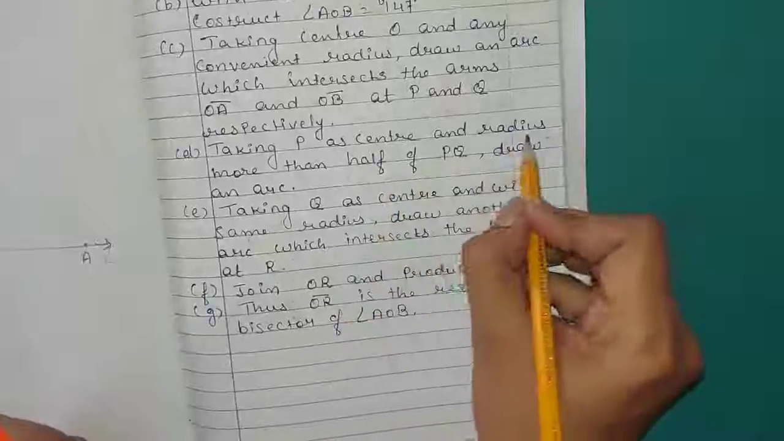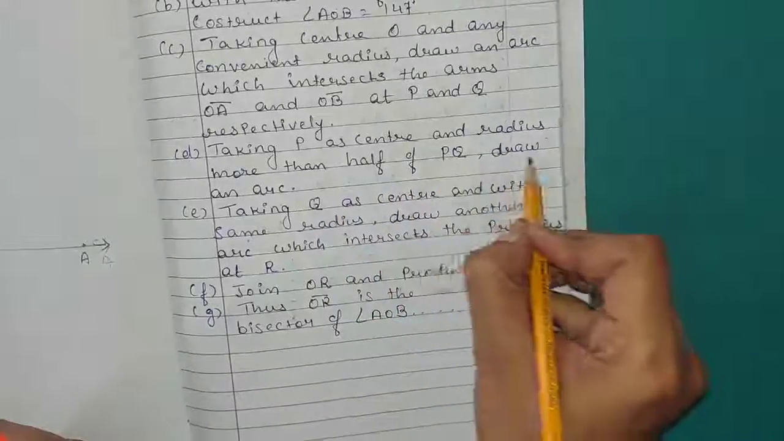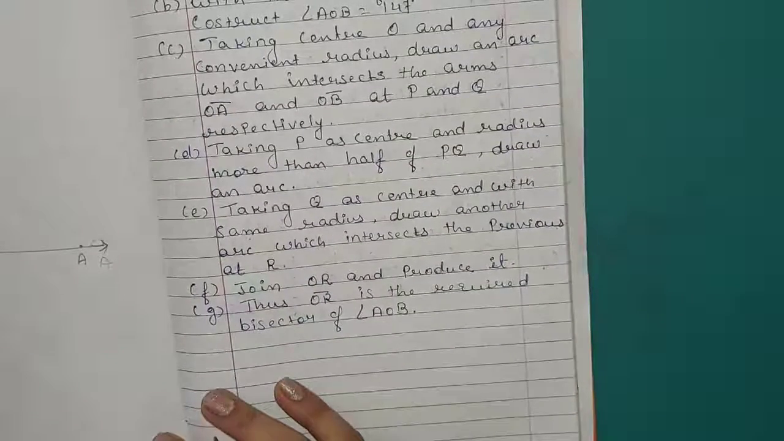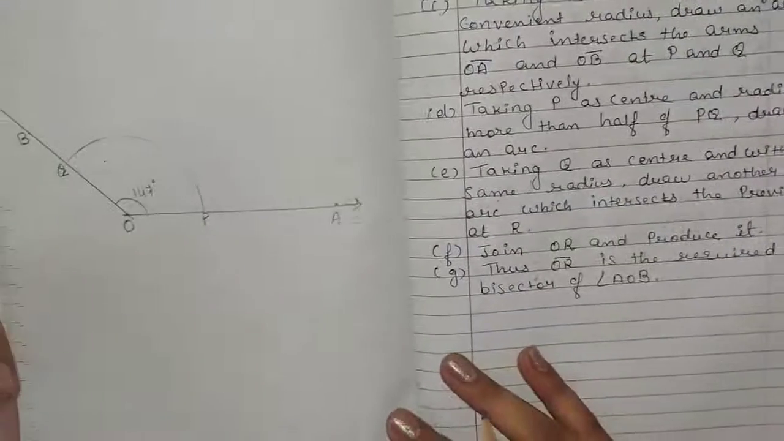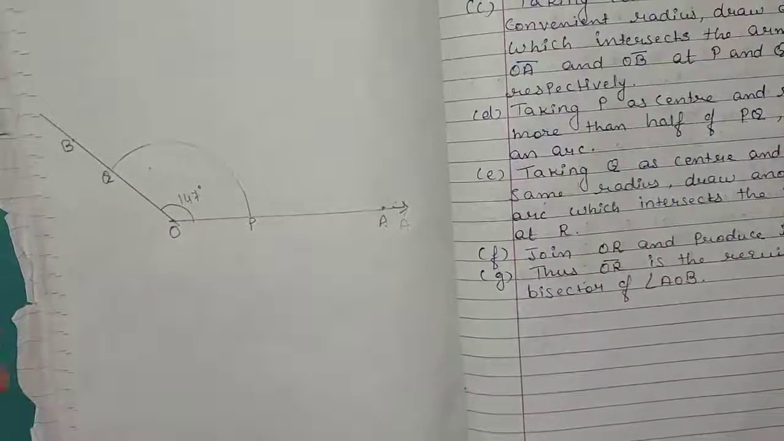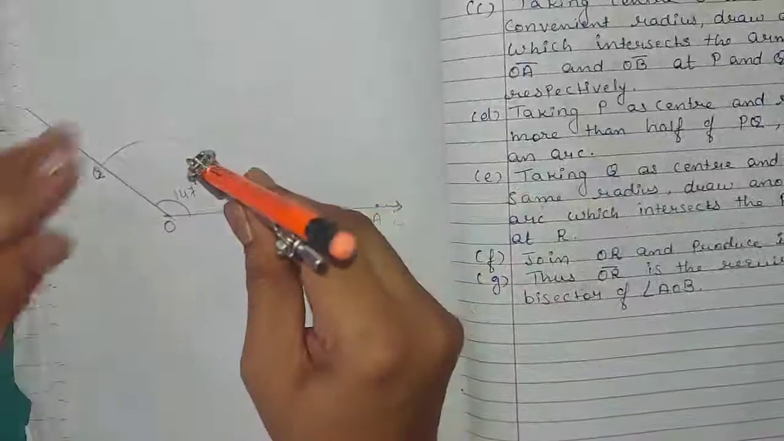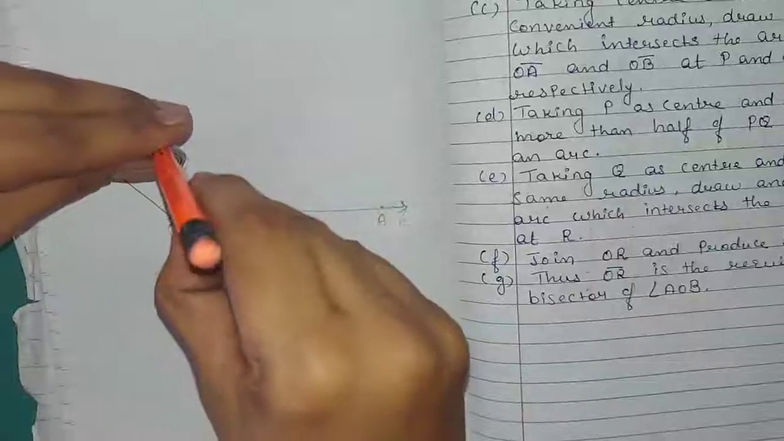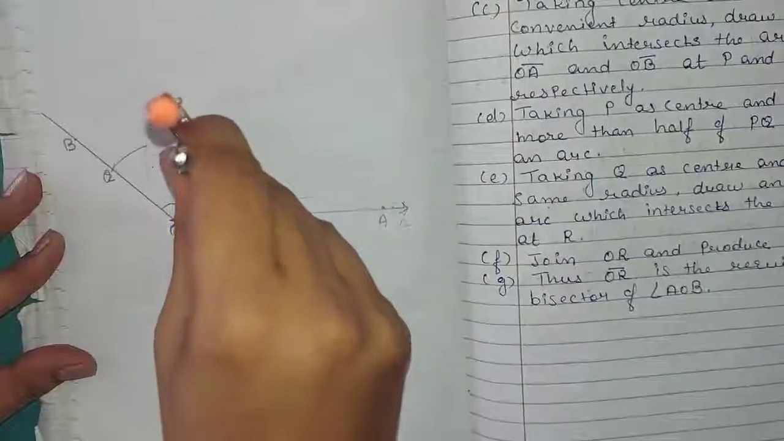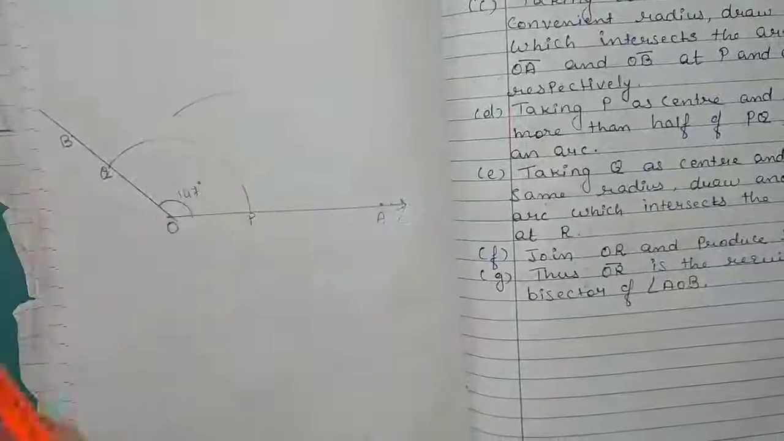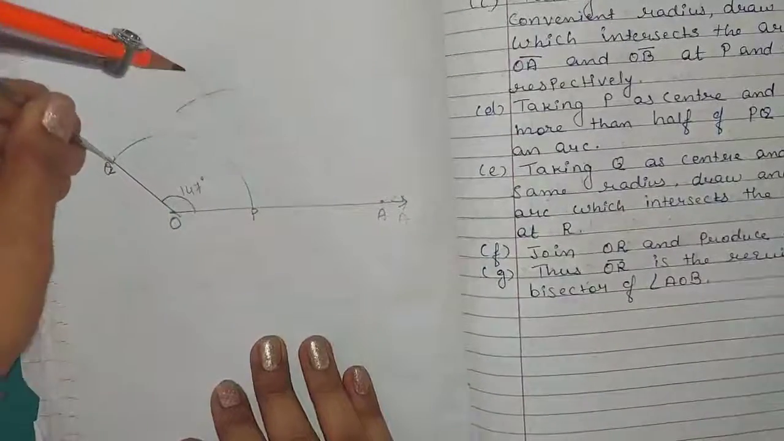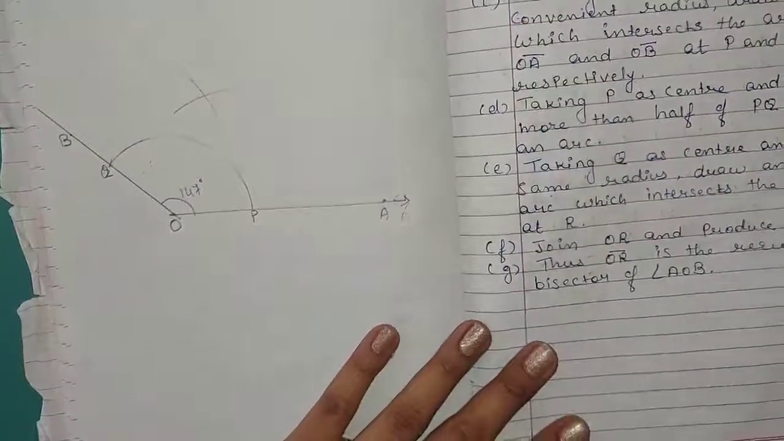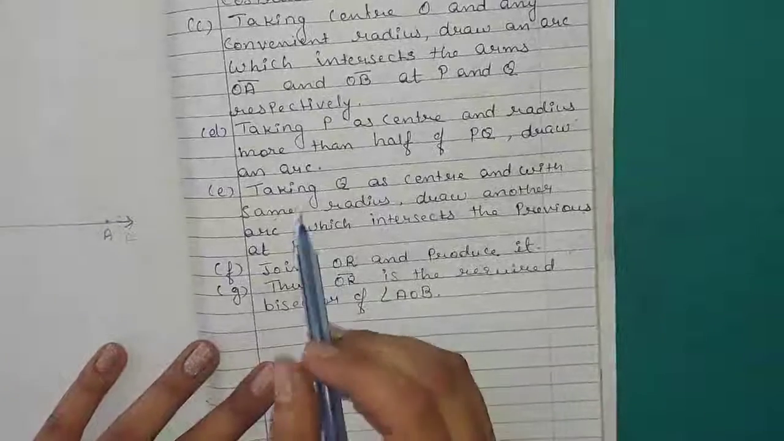Taking P as a center and radius more than half of PQ, draw an arc. So students, let us take P as a center and radius more than half of PQ. This means we are drawing the bisecting angle. First of all let us take the distance of PQ. So this is the distance of PQ. Let us take more than half radius. Now taking P as a center, let us draw one arc. Taking Q as a center, let us draw another arc. Now students, let us see the next step.